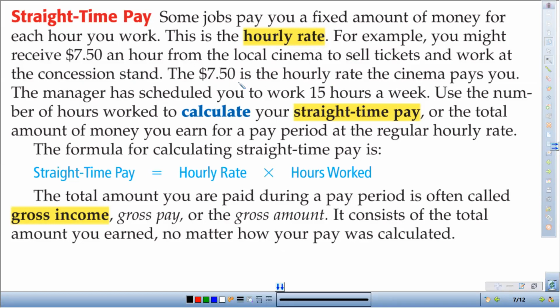To calculate your straight time pay, it's real simple. You just do your hourly rate times the number of hours you work, and that's going to give you the straight time pay, or the gross income for that pay period.